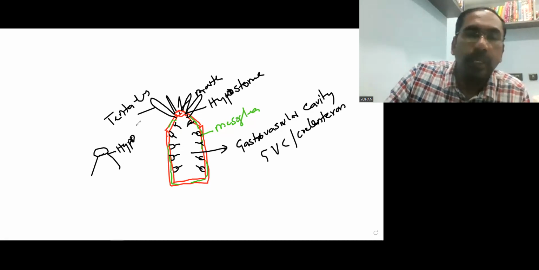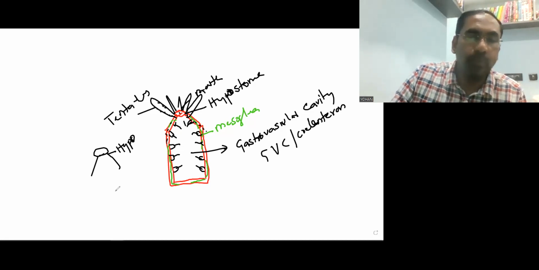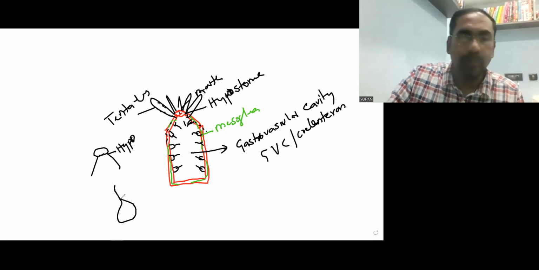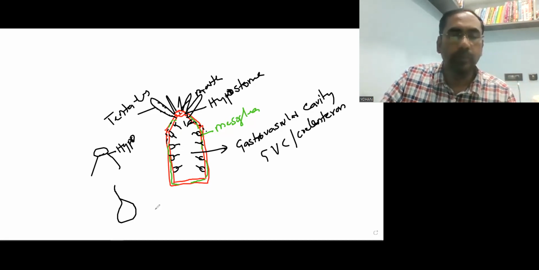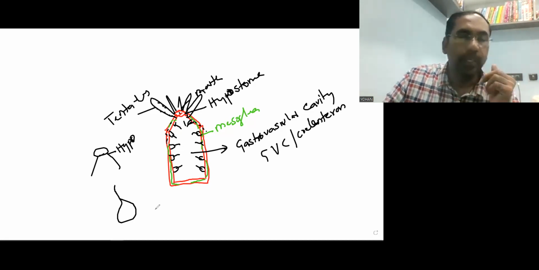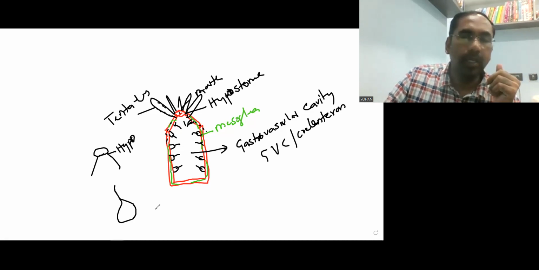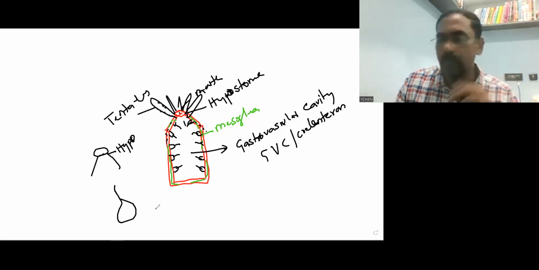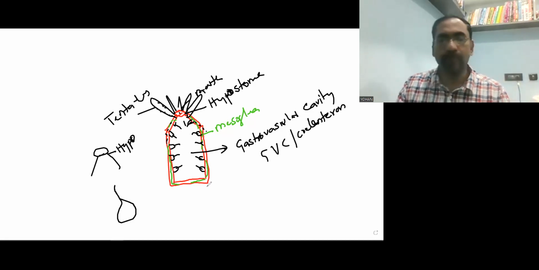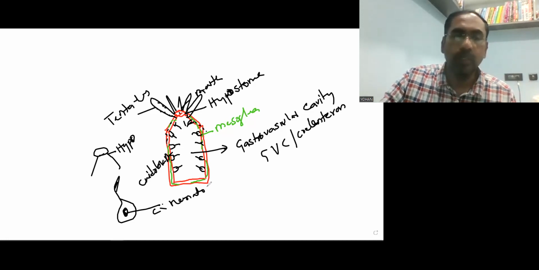And very important. Here the tentacles and body wall consist of a special type of cells called cnidoblast cells, with a sac called nematocyst. What is that, ma'am? Nematocyst.